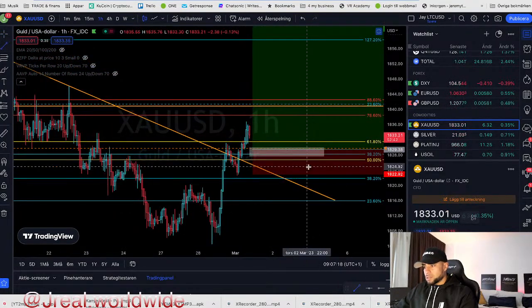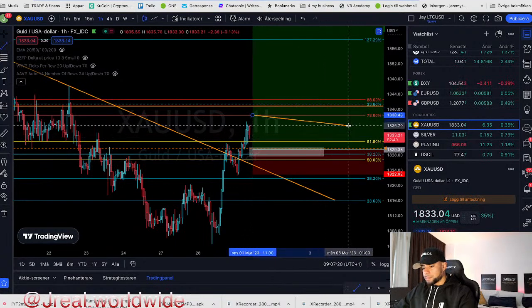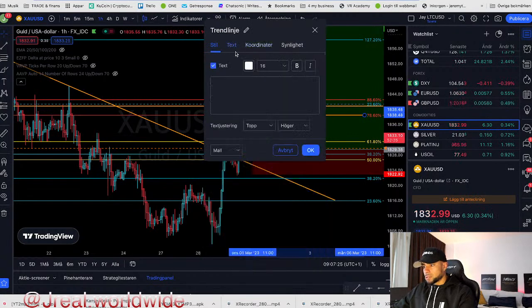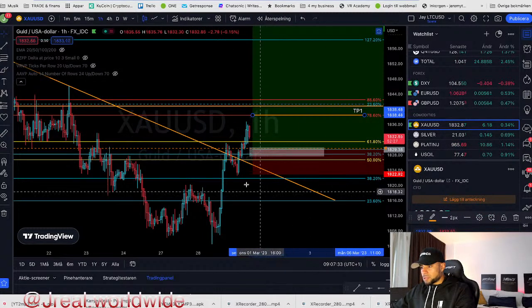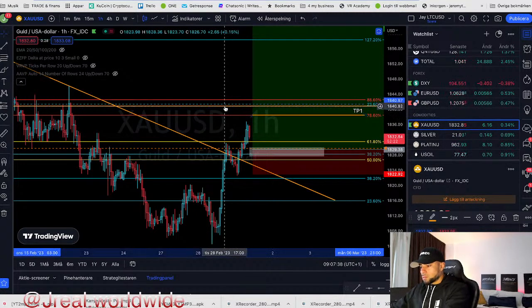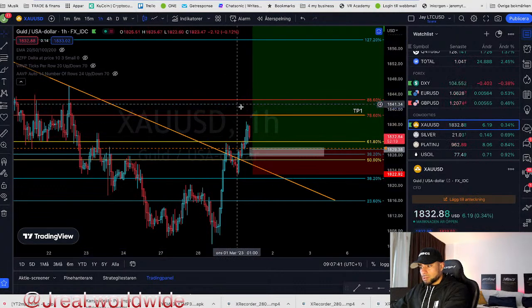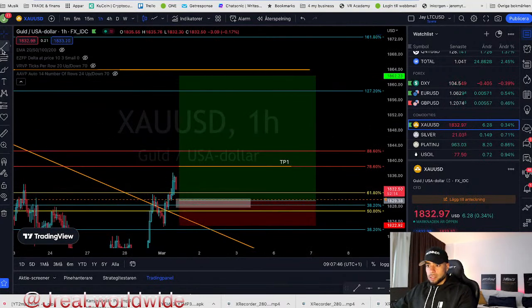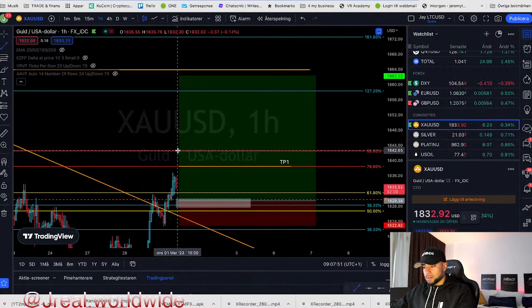So first take profit is here. TP1. That's first take profit. And I'm gonna do like this. I'm gonna do like this as well. Clean up a little bit. It's very messy right now on the chart. Next take profit is here. Right underneath. 1842.